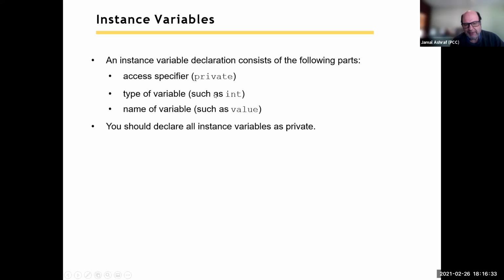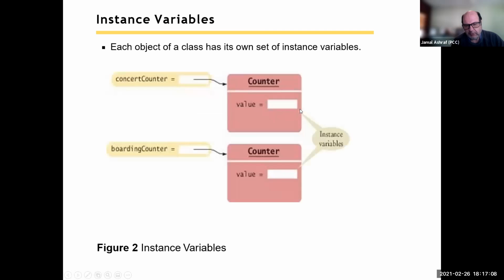So the variable is going to have a type, int, double, string, and those kinds of things. And of course, we're going to have the name of the variable. As a rule of thumb, we're going to keep our data private, and we're going to define how the outside world can access that private data. You can make them all public, but it's very, very, very bad design. So that's what we're going to do here.